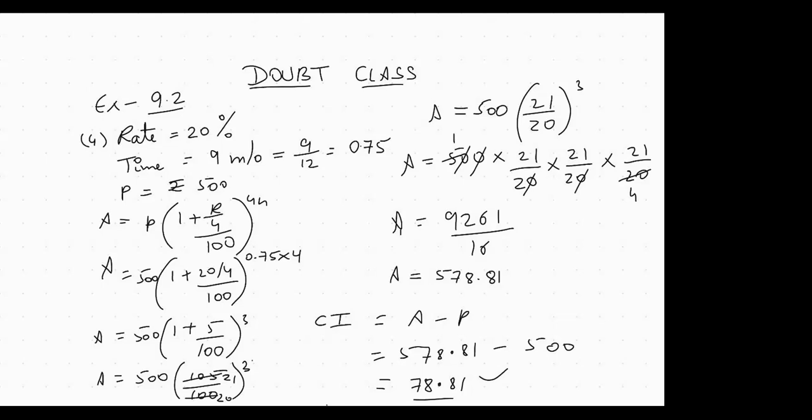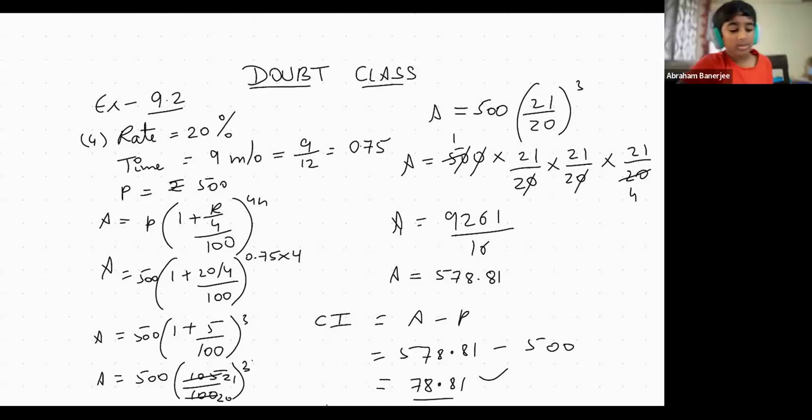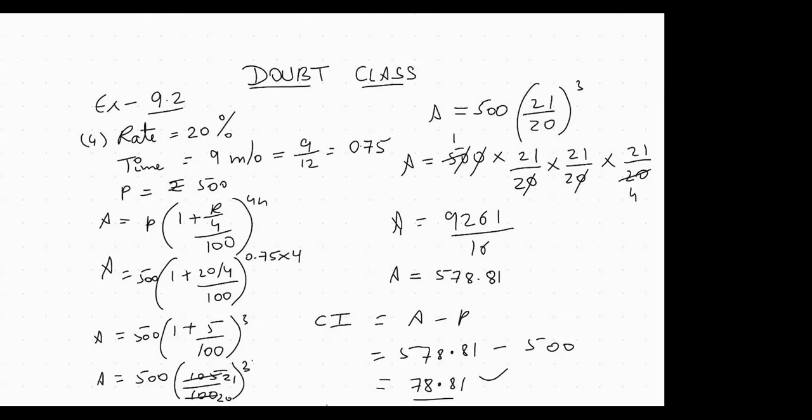Okay, so Abraham, you're having a doubt in the fifth question of this exercise 9.1 also, right? Yes, ma'am. So see, the same thing is followed in the fifth question also. It's compounded quarterly, Abraham, so divide the rate by 4, and in the power, you take raised to the power 4n.